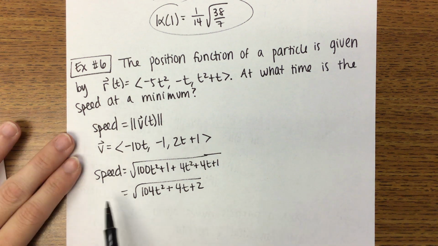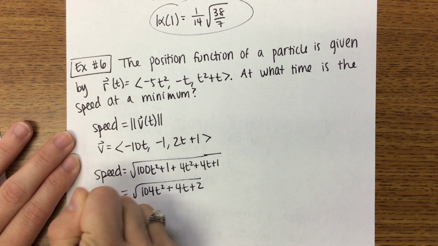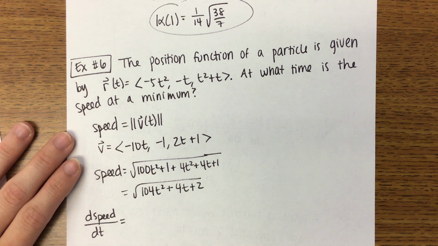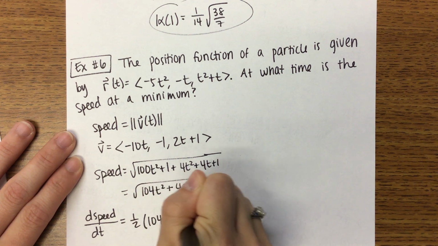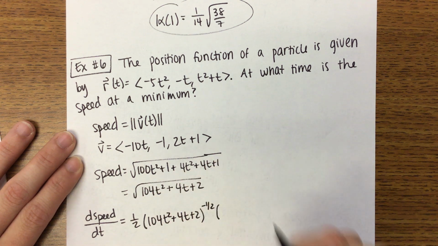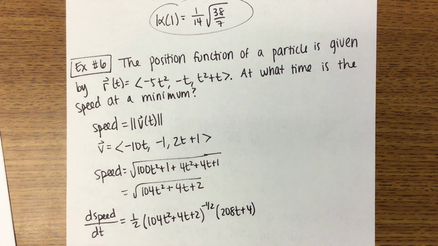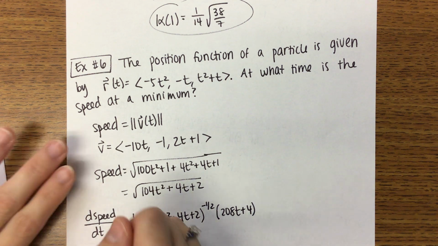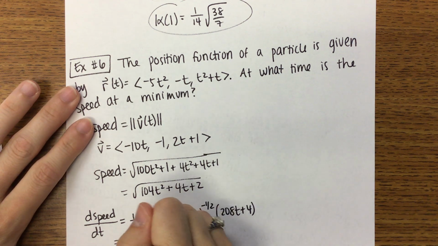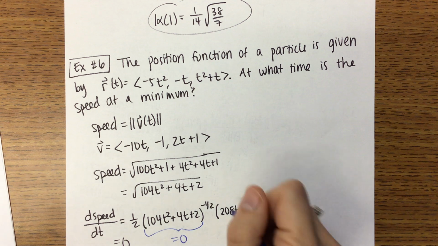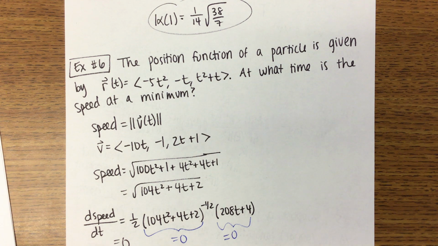Okay, if we want to know when this function is at a minimum, we're going to have to take the derivative. So we're going to differentiate speed with respect to t. So we get 1/2 that 104t squared plus 4t plus 2 to the negative 1/2. And then doing the chain rule, we get 208t plus 4. Okay, minimum is going to happen when the derivative is 0 or undefined. The derivative will be undefined when this is equal to 0. So that'll be the denominator. Our derivative will be 0 when this is equal to 0. That's when the numerator would be 0.